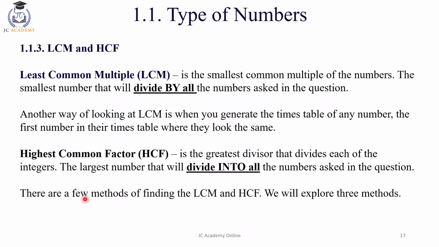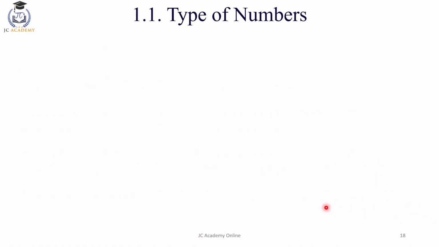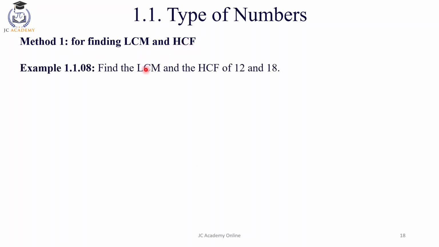So there are a few methods of finding the least common multiple and the highest common factor. We will explore three of these methods. So method number one for finding the least common multiple and the highest common factor. Let's take an example. Example 08. We have: find the LCM and the HCF of the numbers 12 and 18.